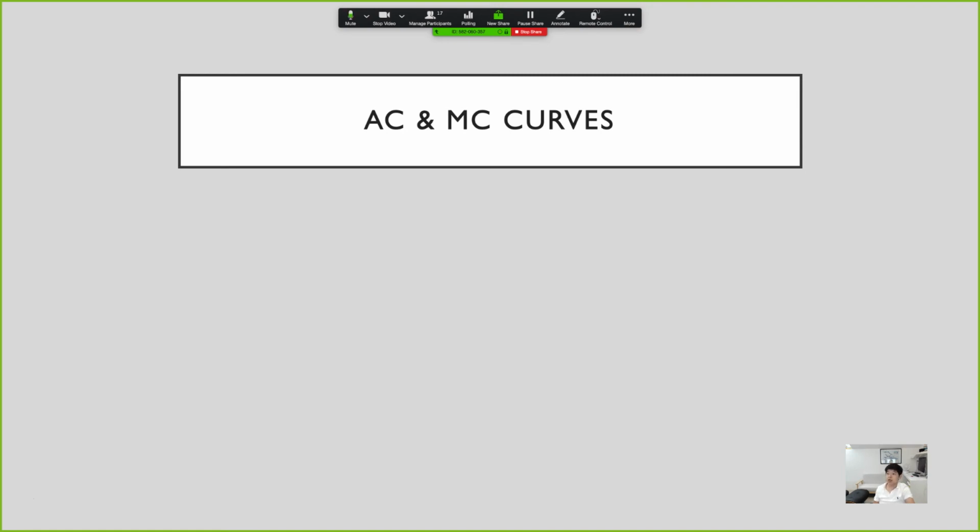Your AC and MC curves, you don't need to split because all the market structures are the same. So your AC and MC curves need no split. Let me use another color because it's really very hard to see. As I'm drawing, you draw also.